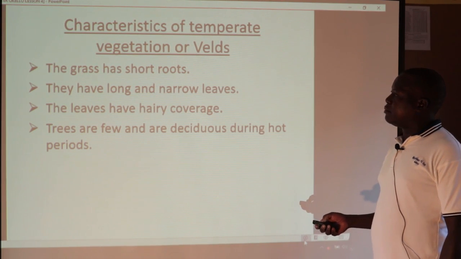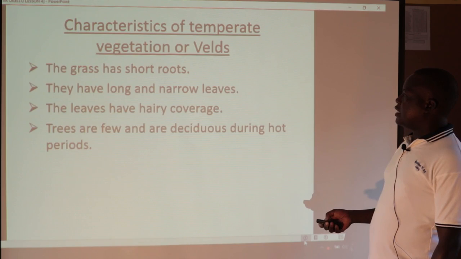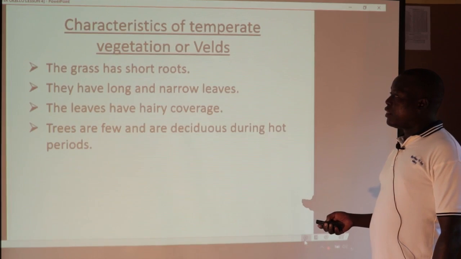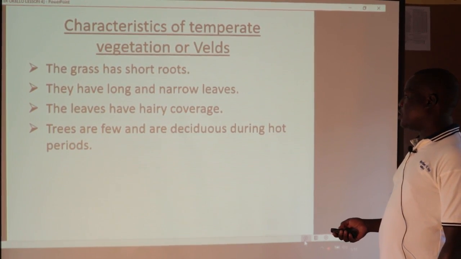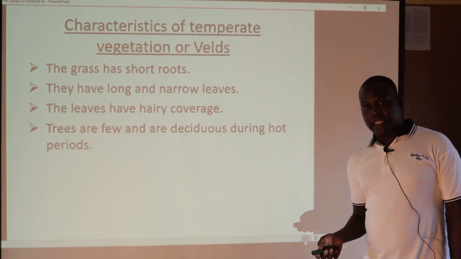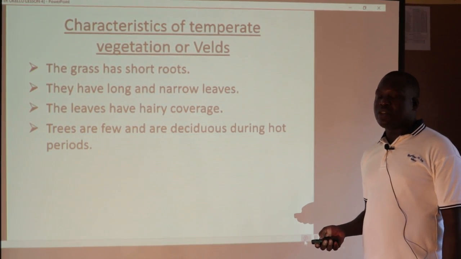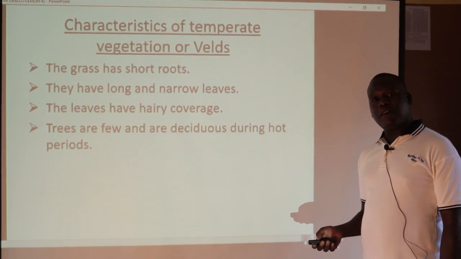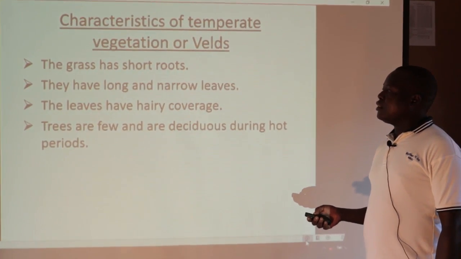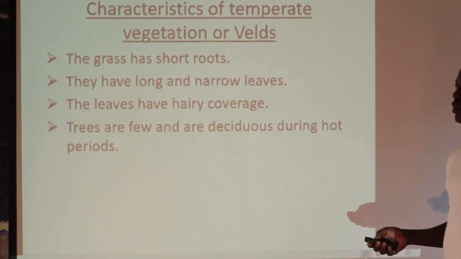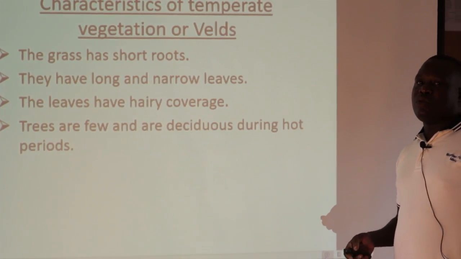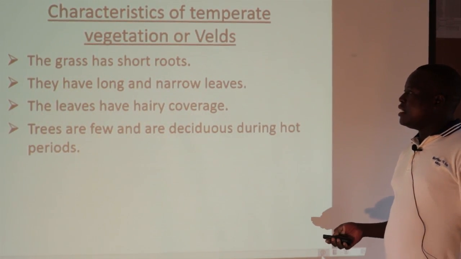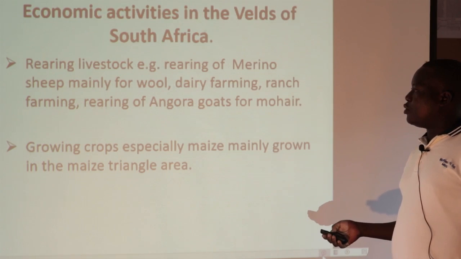On the other side, they also have trees, as you see in the background on the hill there. The trees are few and are deciduous during hot periods. Remember, when we looked at the savanna vegetation, we said deciduous trees are trees that shed their leaves during the dry season. We gave the point that this is to reduce the rate of transpiration during the dry season, in order to retain water to be used during that long dry spell, as they wait for rains to sprout again.